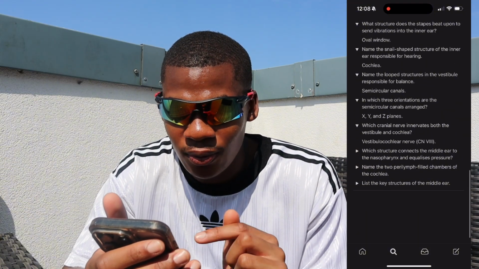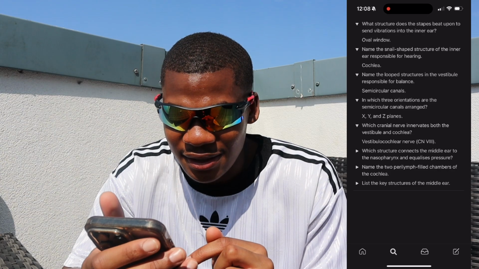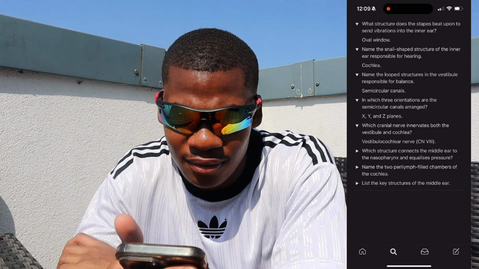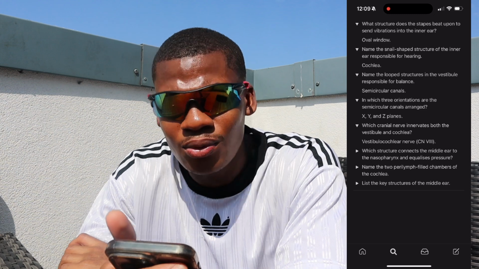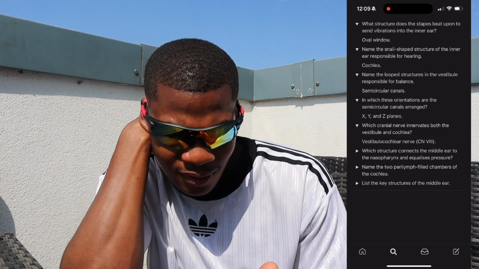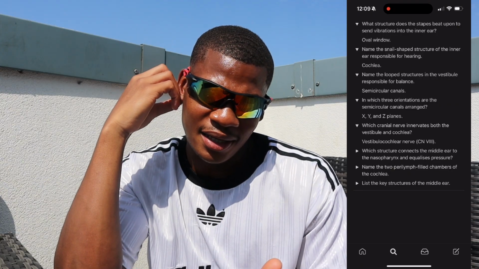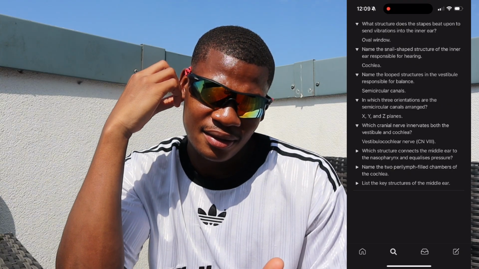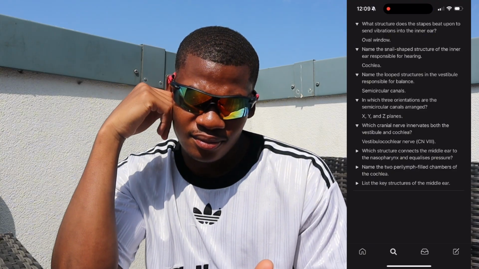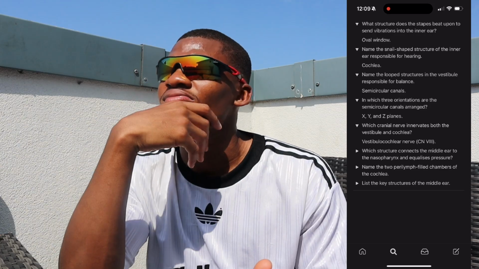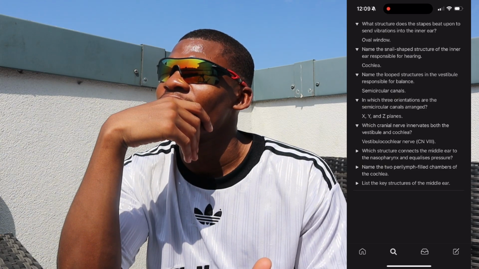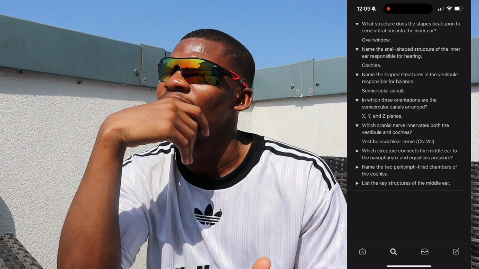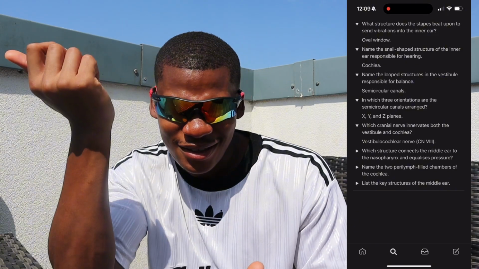Which structure connects the middle ear to the nasopharynx and equalizes pressure? Ooh, that's a good question. Equalizer. Eustachian tube? That was a guess.